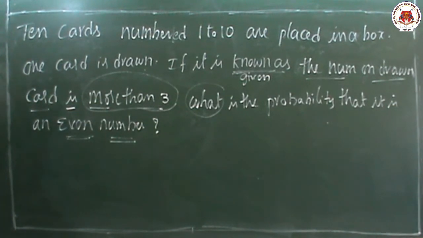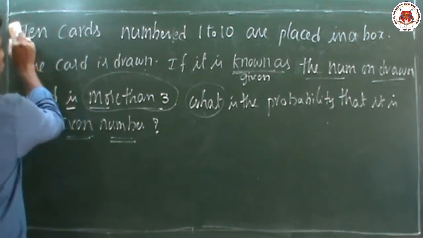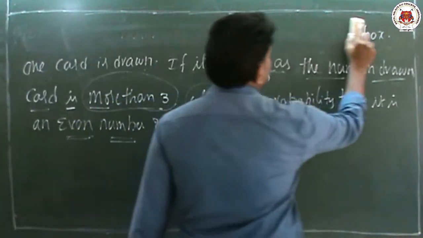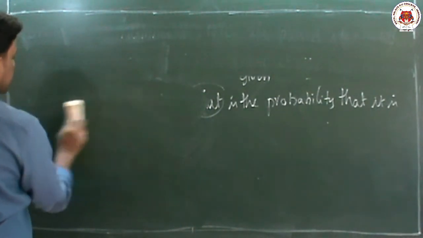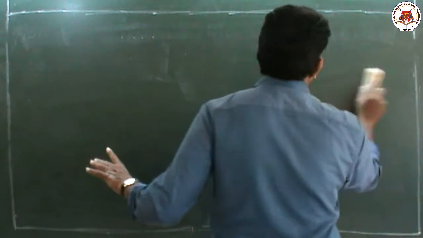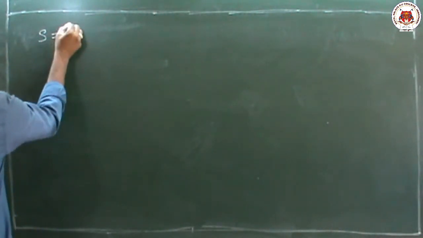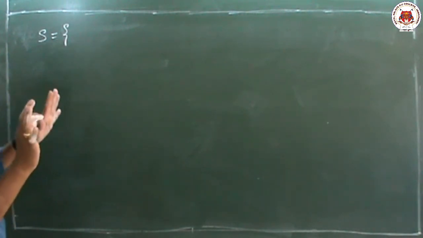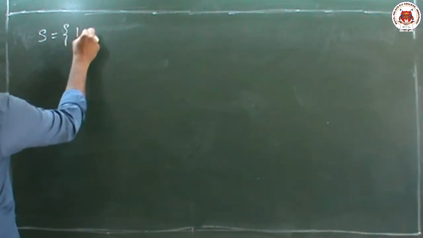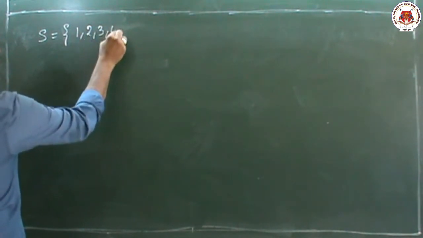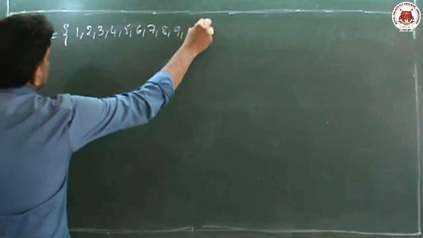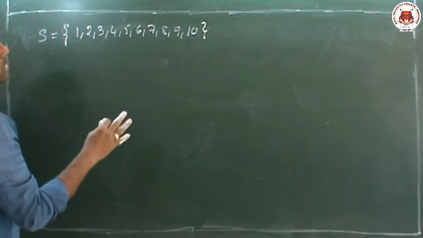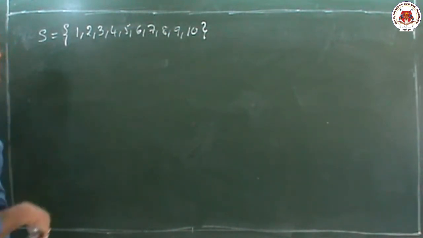So first of all, let me write the sample space. I am going to write this one here because of insufficient space. I hope you people have understood. So more than 3 and even number, these two we want. That's it. So first of all, we have to write the sample space. What is the sample space? He said 10 cards are there. He wrote the numbers 1, 2, 3, 4, 5, 6, 7, 8, 9, 10 on the 10 cards and put them in one box. So it is called sample space.